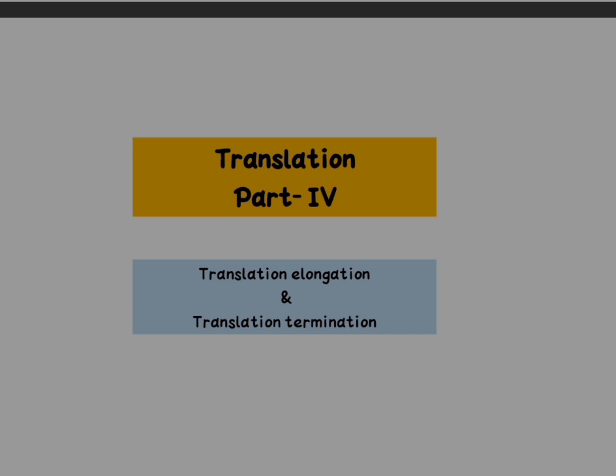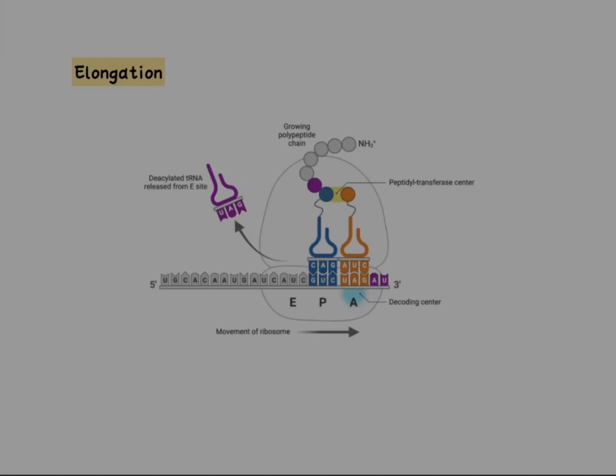Today we will discuss translation elongation and translation termination, which are the ultimate part of the translation process. So let's get started. The elongation process is a three-step microcycle. The first step is decoding.